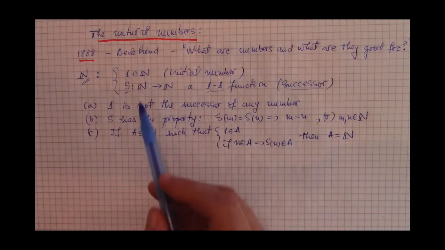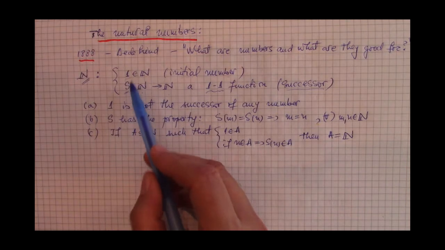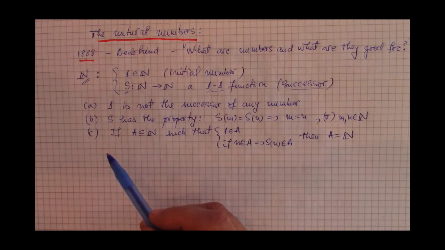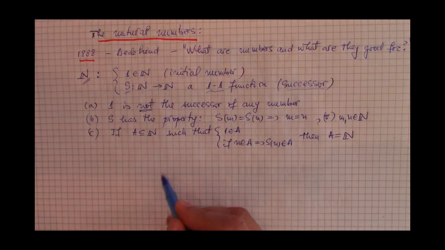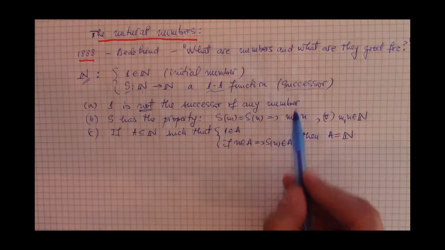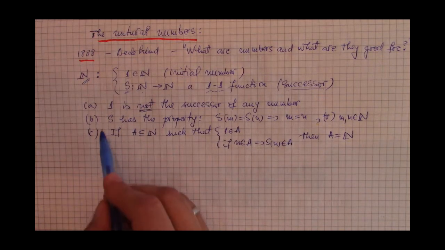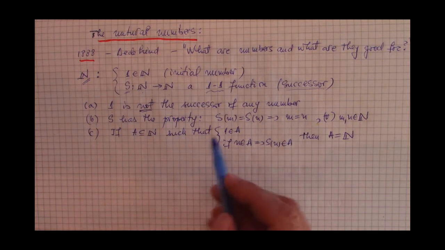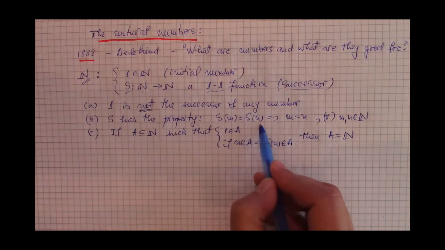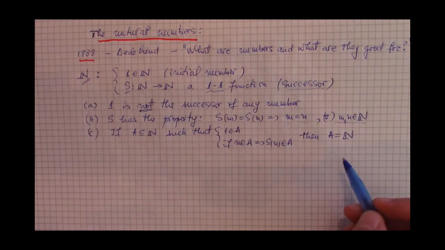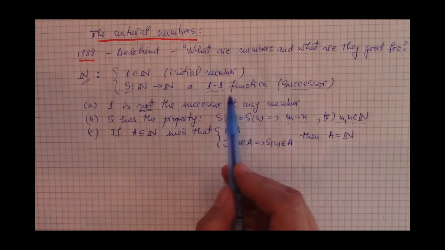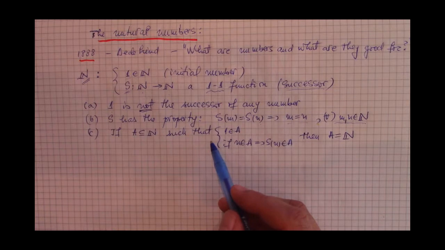Now there are a few properties that these two starting points of the set of natural numbers have, and they are the following. One is not, I emphasize this, one is not the successor of any natural number. Then S has the property that if S of M is equal to S of N, then M is equal to N, no matter what two natural numbers we consider, M and N. This is actually a restatement of the fact that S is a one-to-one function.